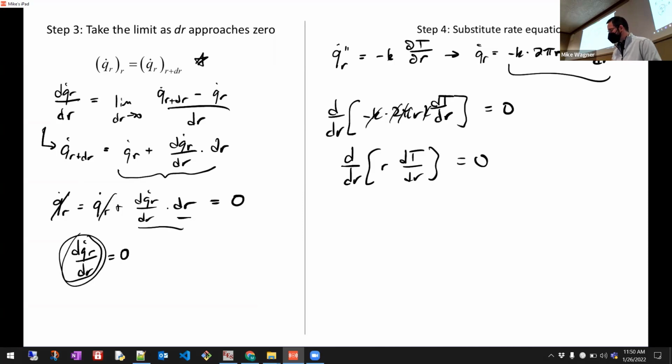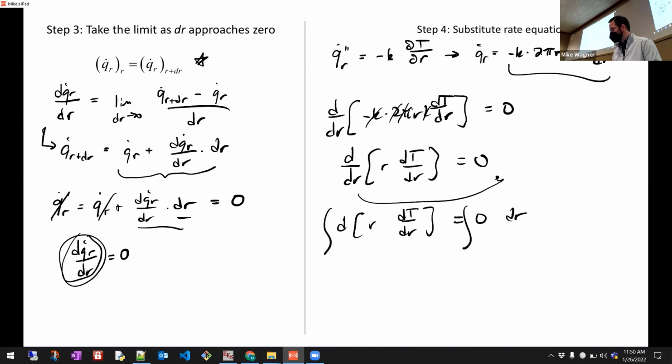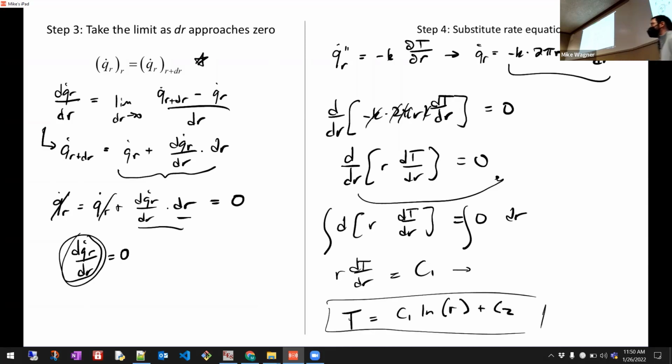First we're going to bring dr over to the other side, so d(r dT/dr) equals 0 dr. We're going to integrate both sides. We end up with r dT/dr equals a constant, since the integral of 0 with respect to r is just a constant. We can integrate this again, and we end up with the solution T equals c1 times the log of r plus c2. That's where we end up.